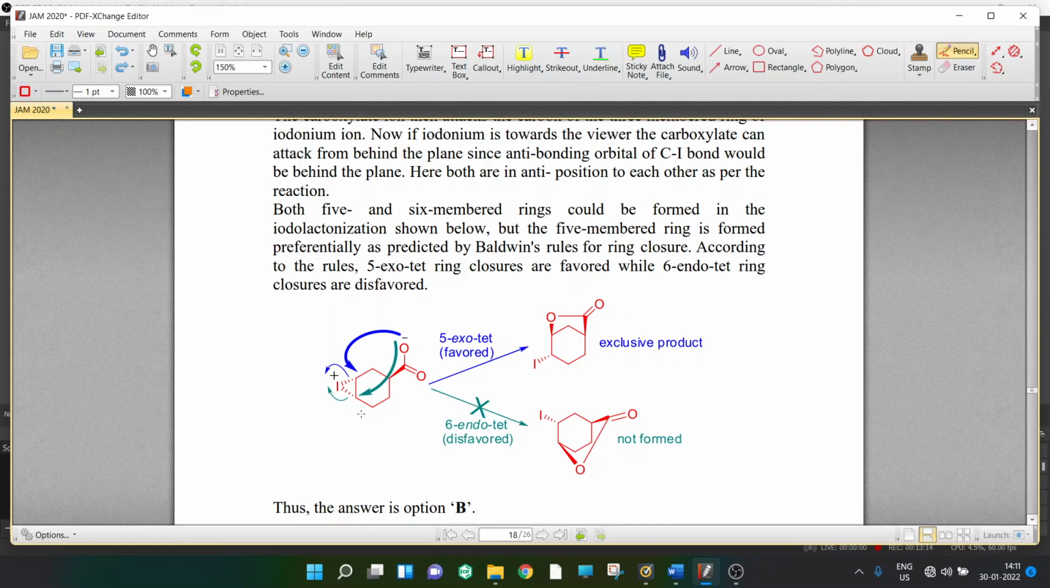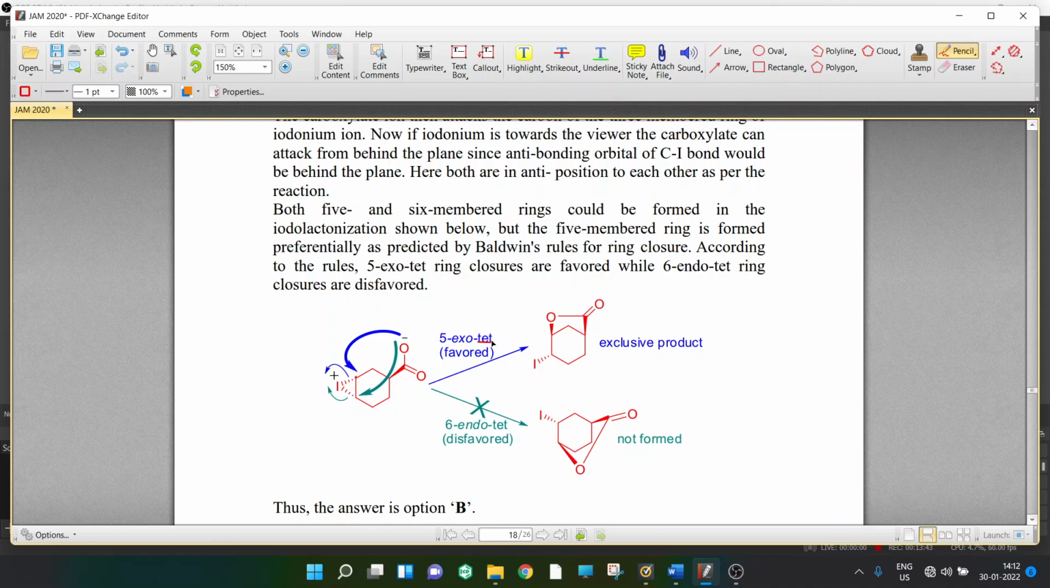When the attack happens on an sp3 hybridized carbon, you can see it has 4 bonds, 1, 2, 3 and 1 hydrogen. So the shape will be tetrahedral, and that is called attack on tet. Whereas if the attack is on a double bond, it is called trig. Trig means trigonal planar, because a double bond is sp2 hybridized and the shape is trigonal planar. And when a triple bond is there, we call it dig, right?